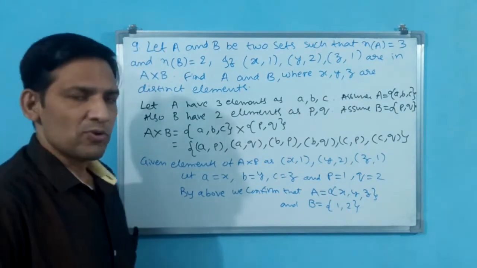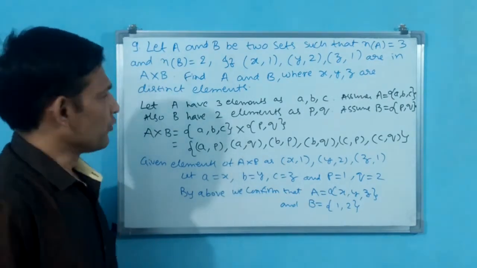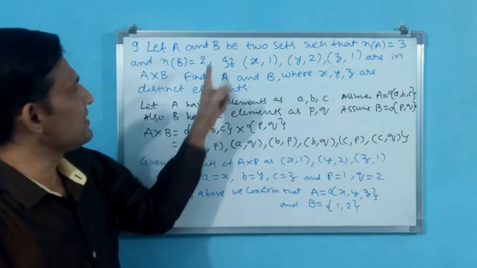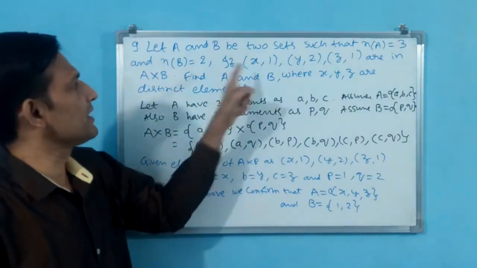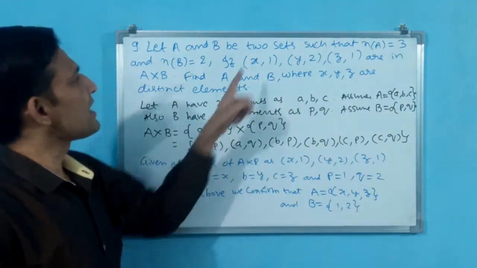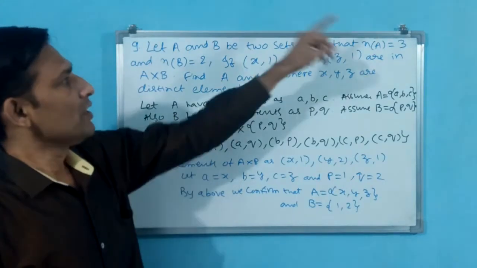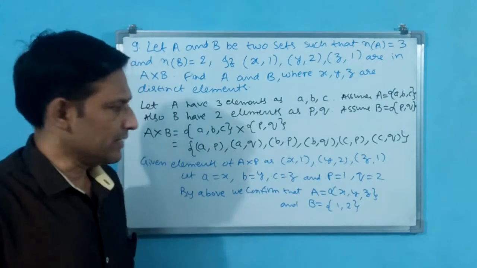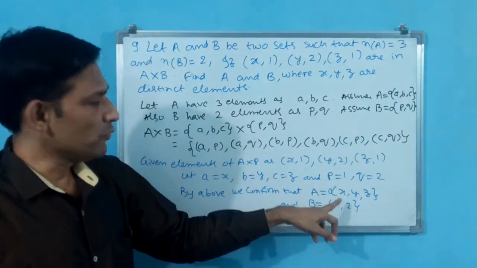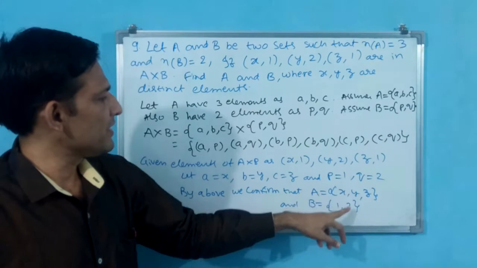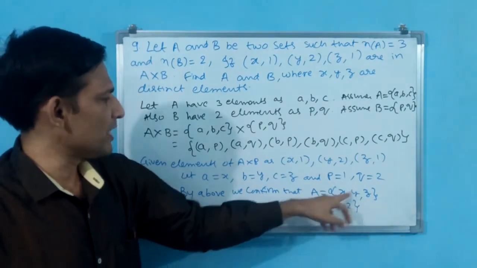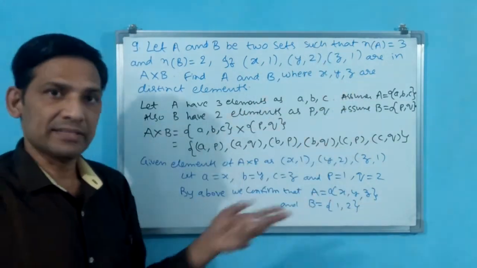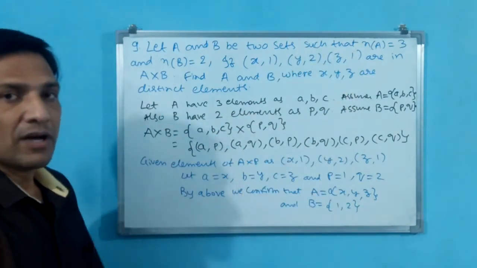Actually, I don't know for how many marks this question will come. You need not write this lengthy an answer. Simply, by seeing the above, you can write that A has x, y, z as elements and B has 1 and 2 as elements. Why? Because the number of elements in A, 3, matched, and the number of elements in B, 2, matched. After making the cross product, (x, 1), (y, 2), (z, 1) are there, matched. This is your answer for the 9th question.